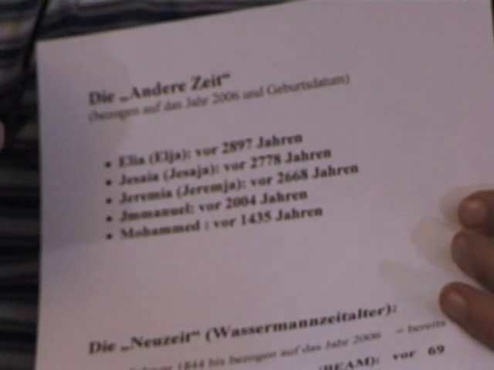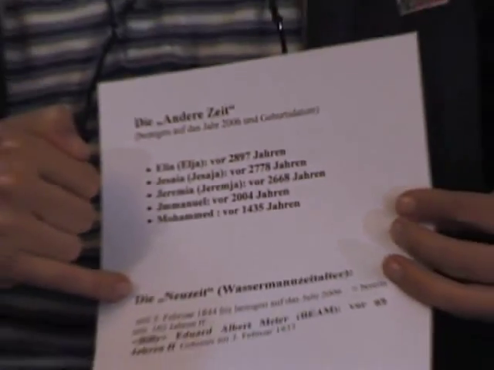And today, in the New Age, the so-called Age of Aquarius, the mission finds its conclusion here on Earth with the prophet Billy, who is responsible for terrestrial mankind.